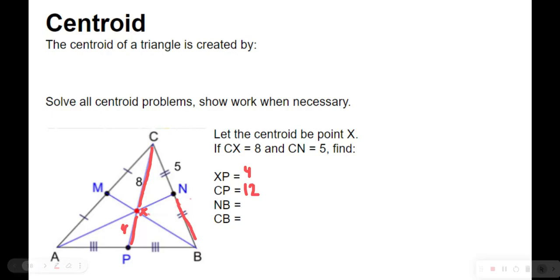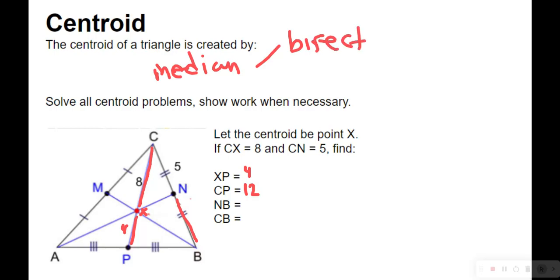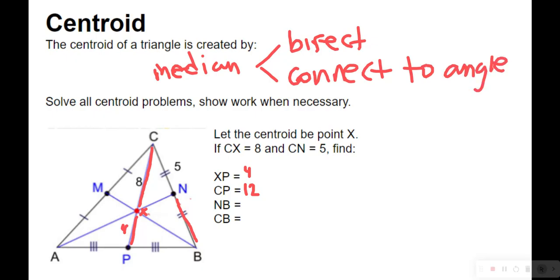NB is on the side of the triangle. Remember, to make the centroid, it's created by medians. And a median is made by bisecting the side. It's hard to write. Bisecting the side, and then connecting it to the angle. So again, bisecting the side and then connecting to the angle.